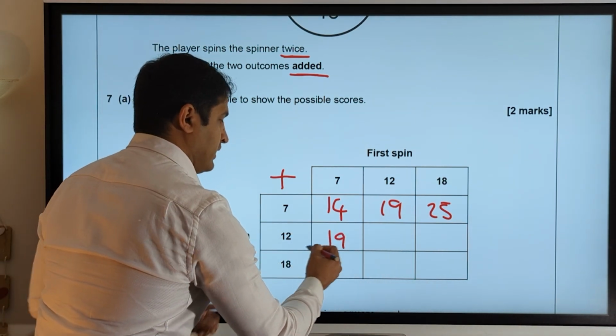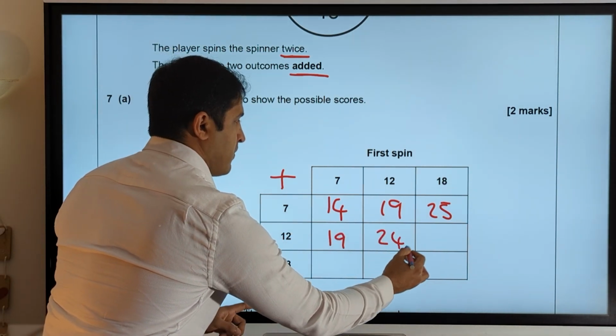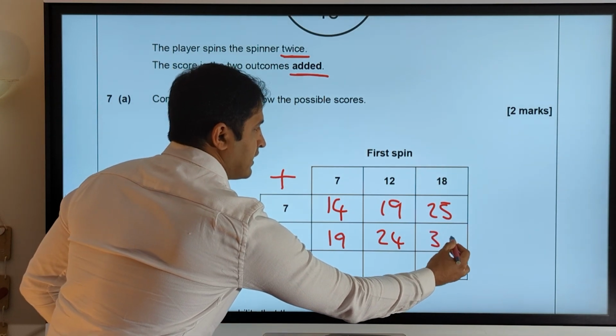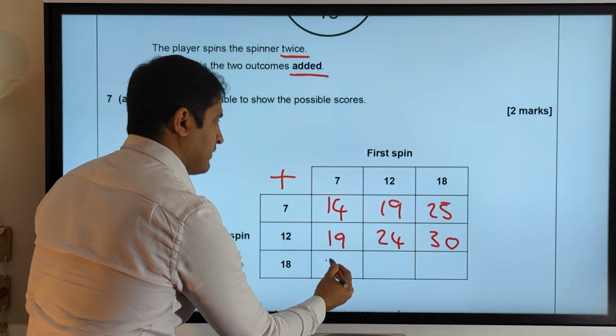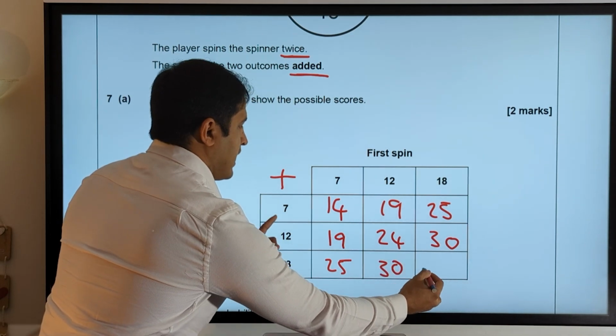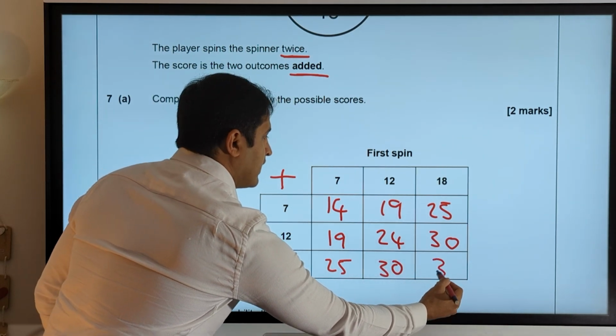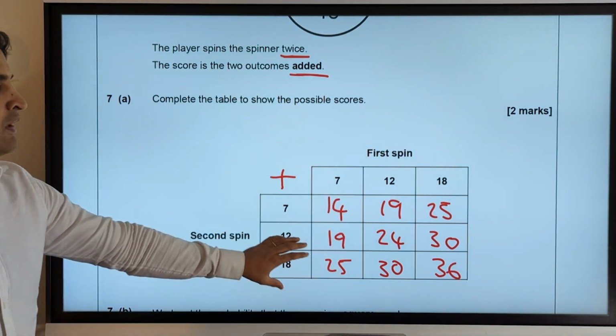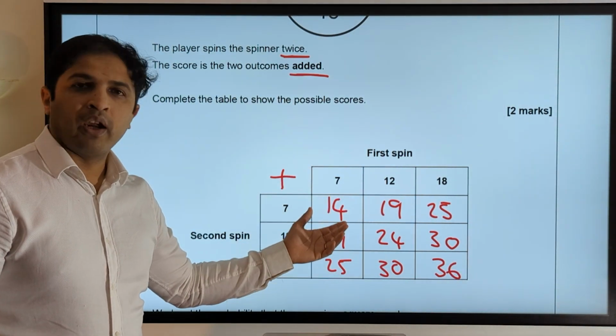12 and 7 is 19, 12 and 12 is 24, 12 and 18 is 30. 18 and 7 is 25, 18 and 12 is 30, and 18 and 18 is 36. As long as you got these correct, you would get full 2 marks.